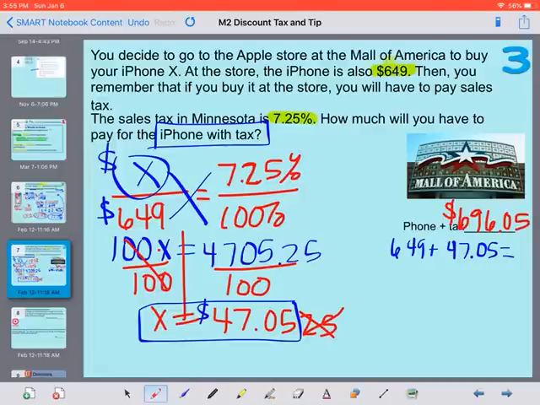So if we go to the mall, we have to pay a little bit more because we have to pay that tax. 7% tax doesn't seem that high, but when you're spending $650 basically, that's a lot of money, almost 50 bucks.